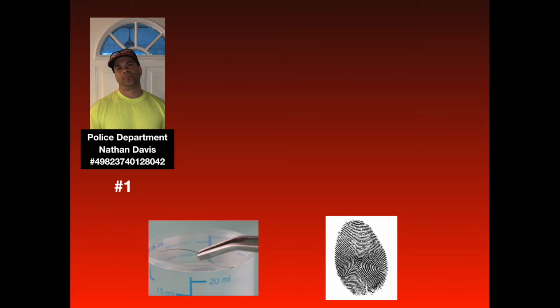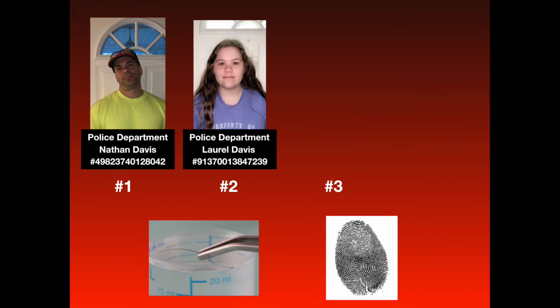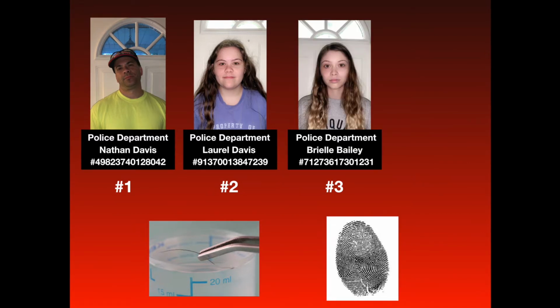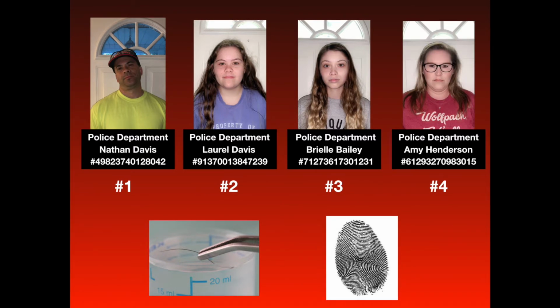Police hoped they could find the answer through the foreign hair follicle found on Angela, as well as fingerprints left on the umbrella. Police gathered 4 suspects. Nathan Davis, Angela's next door neighbor and potential witness to the crime. Laurel Davis, Nathan's daughter who was not home at the time but did not have a solid alibi of where she was. Brielle Bailey, Angela's jealous coworker who was at the house that morning to help Angela plant a garden. And Amy Henderson, Angela's deranged twin sister.